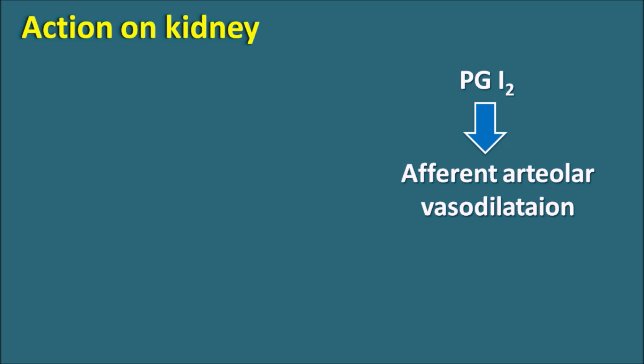So when these afferent arterioles are dilated, they can supply a large amount of blood such that it is going to be filtrated. So the afferent arteriolar vasodilatation results in increased glomerular filtration rate. In this way, prostaglandin I2 is required for maintaining the glomerular filtration.